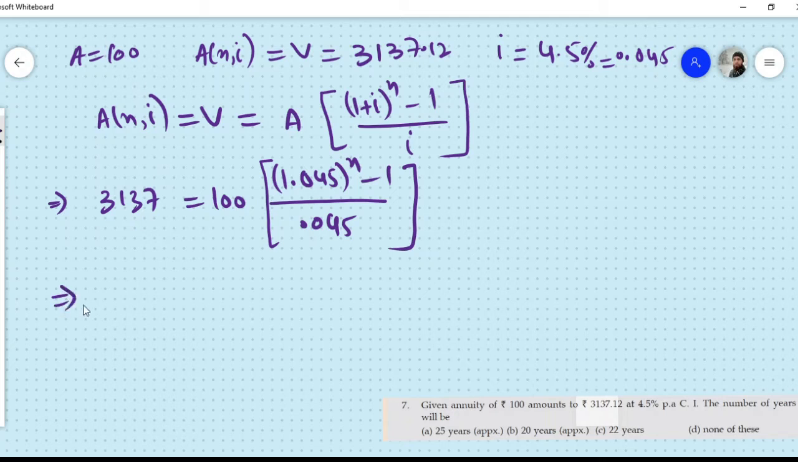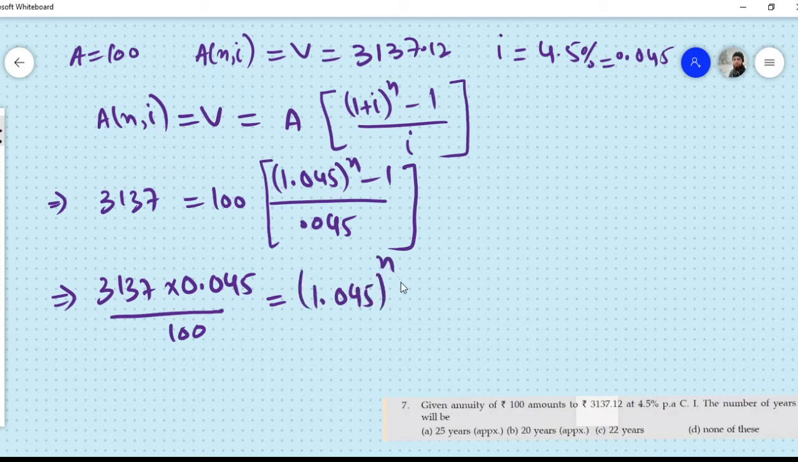Again we will write it as, so first we transfer 0.045 and 100 here, then it will be 0.045 times 3173 divided by 100, because this has been transferred here and 100 there, which will be equal to 1.045 powered by n minus 1. Here it is actually 1.4. So let us see what will be the result here. The left side will be equal to 1.411704.